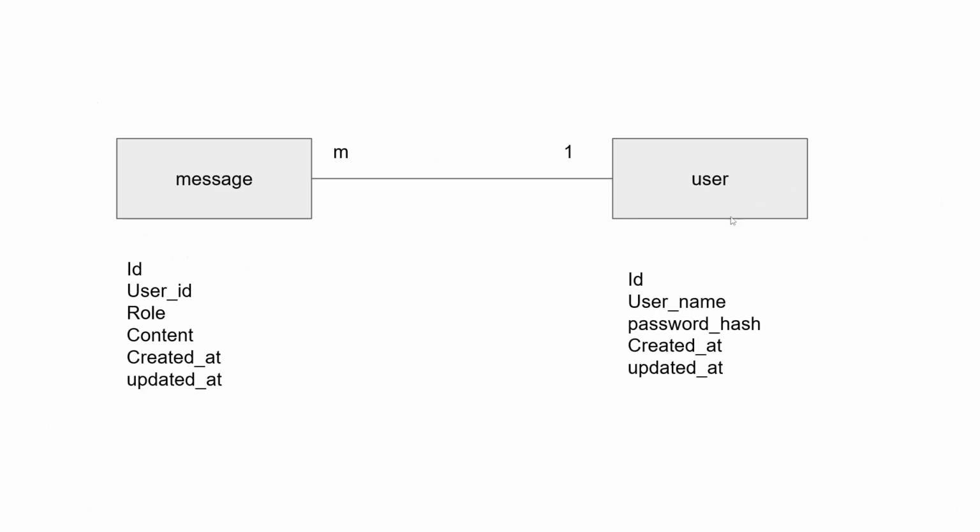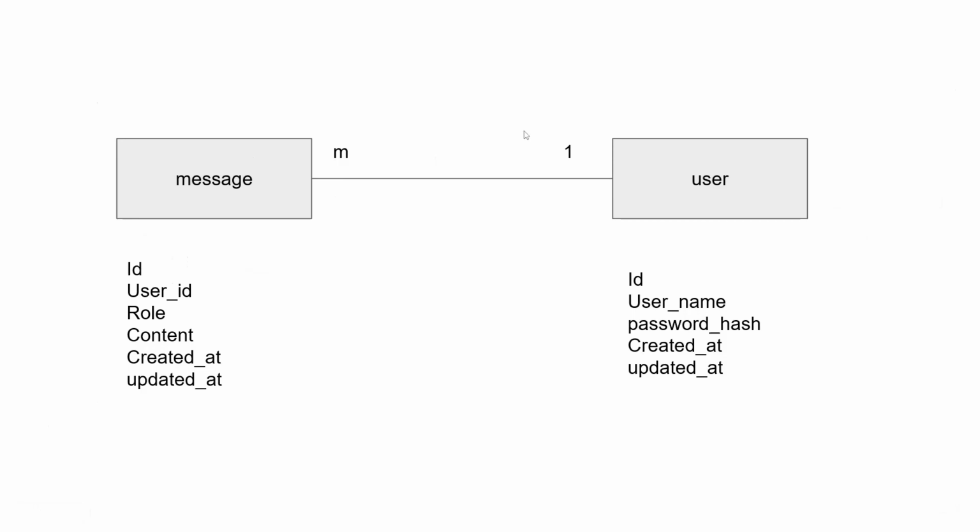And for the user, I have the user ID, the username, and the password hash, which is going to be the hashed password so that I'm not storing the actual password in my database. And also the created at and updated at timestamps. So that's pretty much it for the database.